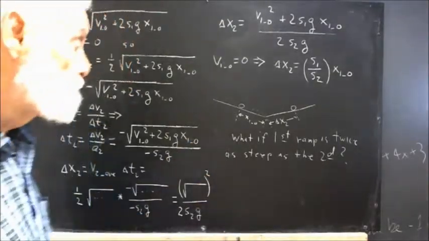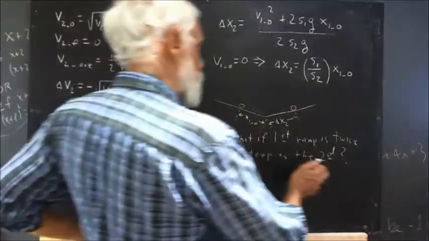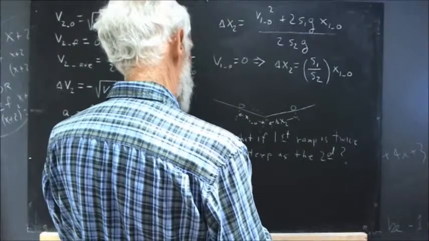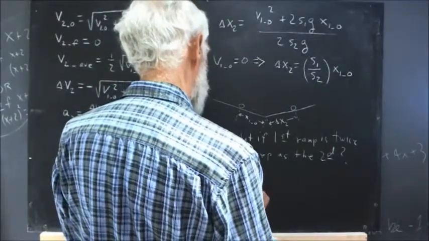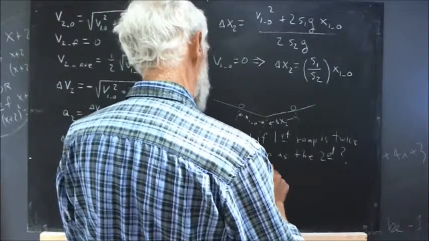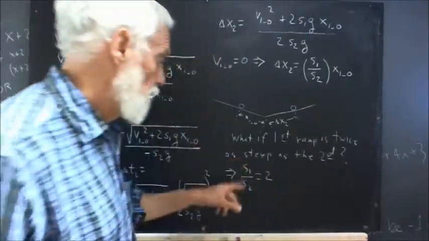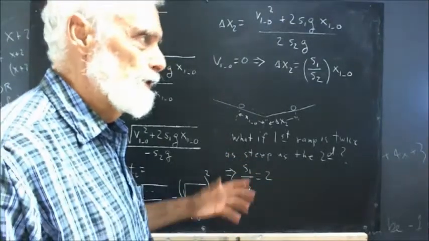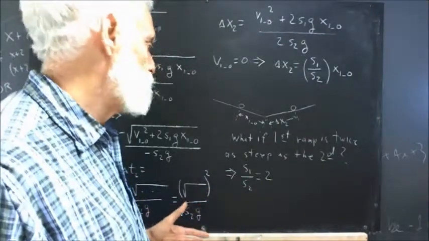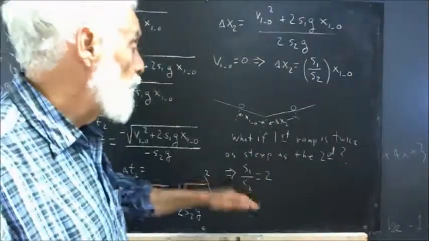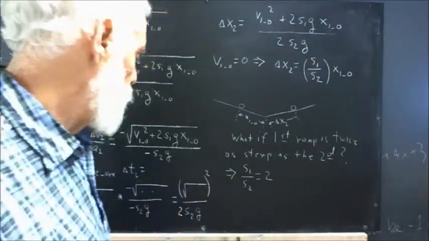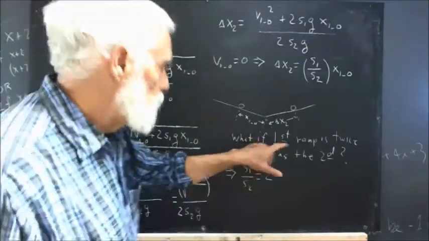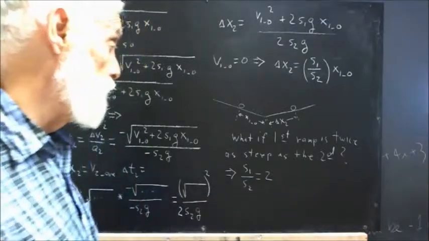Okay, now, well, if the first ramp is twice as steep as the second, then this implies that S1 over S2 is 2. The first ramp has twice the slope of the second. I say twice as steep, and steepness isn't necessarily a well-defined quantity, but I think it should be clear what I mean. It has twice the slope, and that's what we would generally want to mean when we say twice as steep. Okay, so the first ramp is twice as steep as the second, so S1 over S2 equals 2.